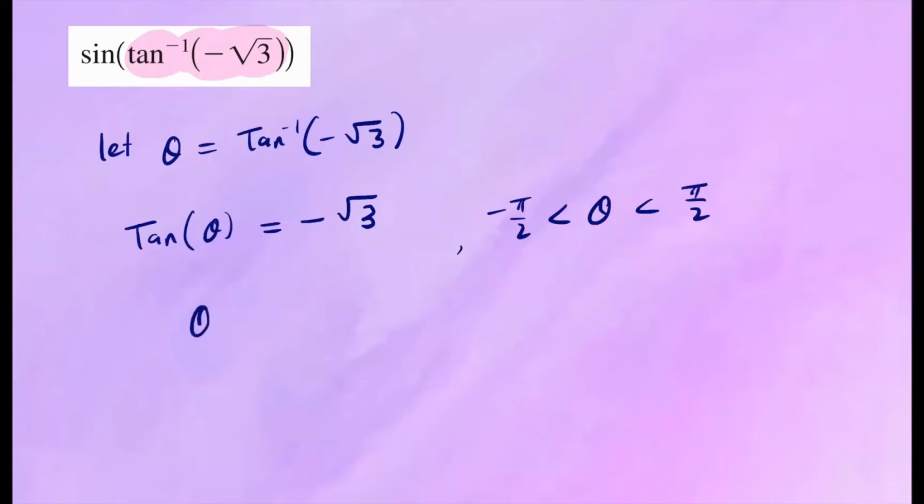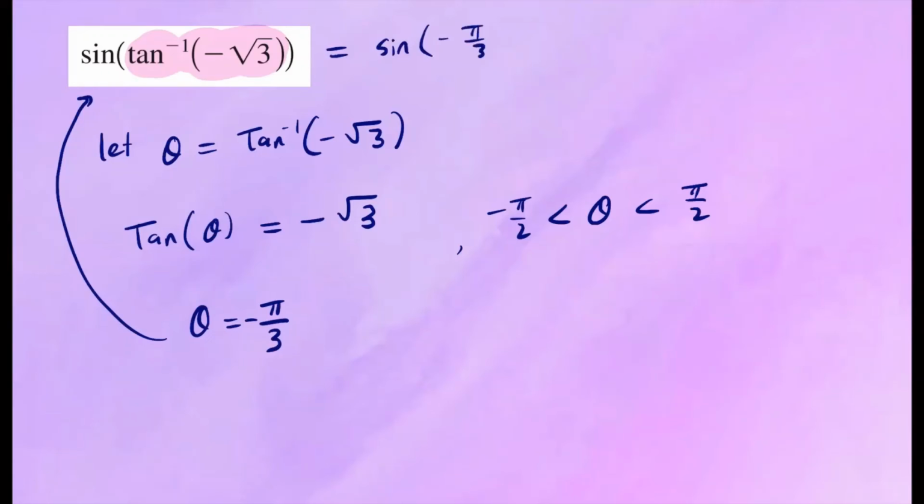And we know that tangent of positive pi over 3 gives us positive square root of 3, which means our angle has to be negative. So that will give us the negative square root of 3. So now that we know theta is equal to negative pi over 3, we plug this in here. We're looking for sine of negative pi over 3.